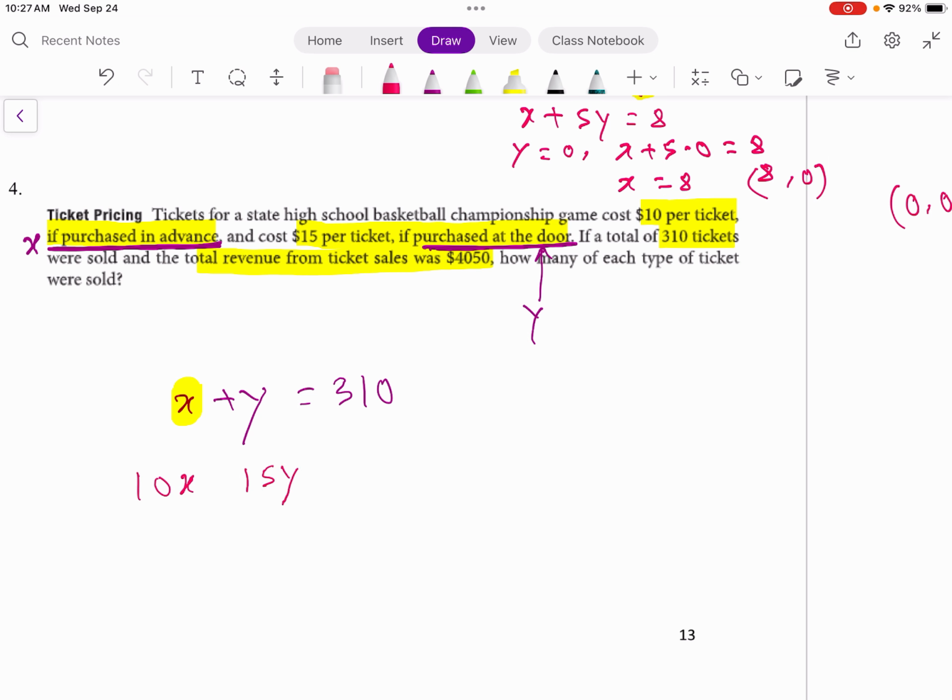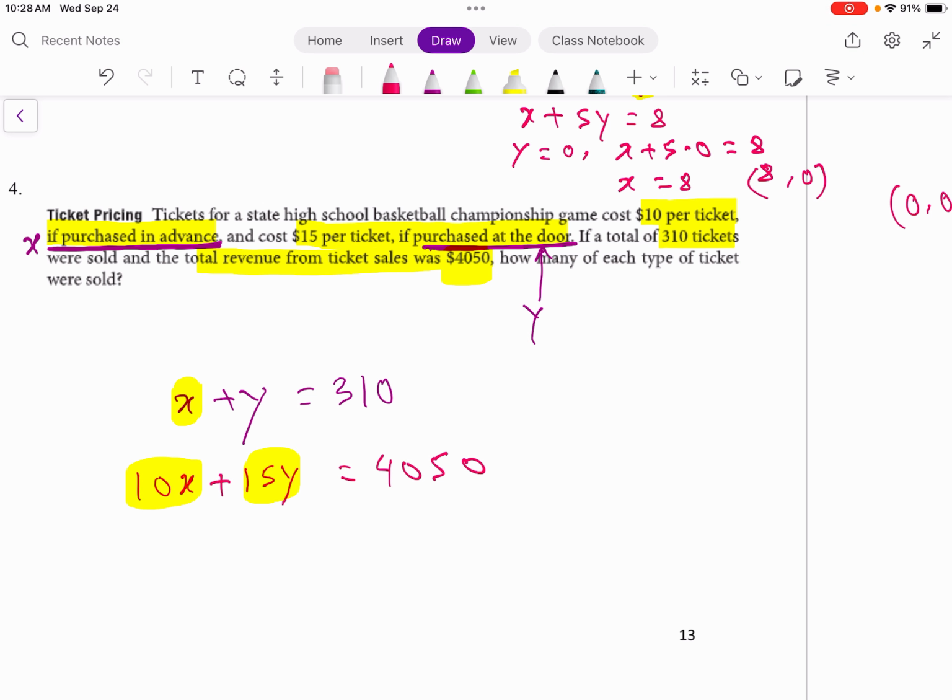Now the total revenue, it means the total cost you paid, is $4,050. How are these related? Total cost means the cost that you paid for tickets in advance plus the cost that you paid at the door is $4,050. So the sum of the costs of these two kinds of tickets is $4,050. Any question?